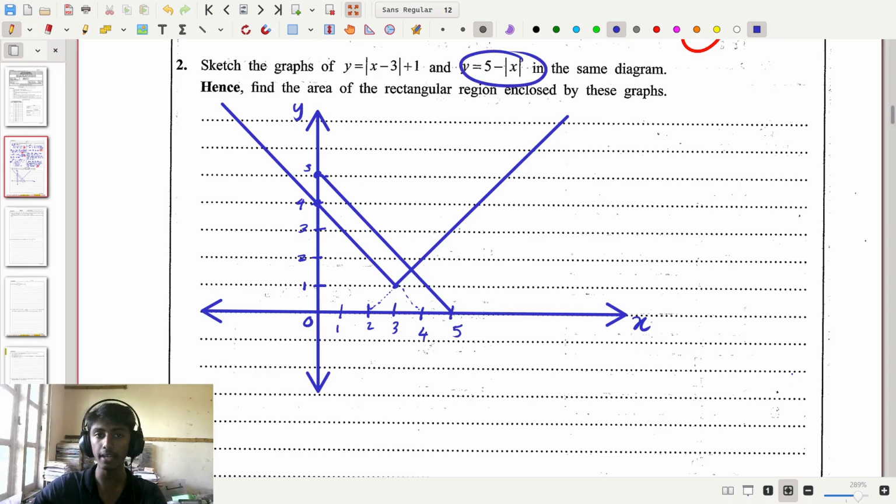Now considering the left side of x equals 0, we're going to have y equals 5 minus, and since the inside is negative, we're going to have negative x to make it positive again, and therefore we're going to have y equals 5 minus negative x, which is again plus x, and therefore the graph is going to be y equals 5 plus x. Now due to this, the graph is going to look like this, and again it's important to note, when the graph is drawn like this, the gradient of this line that we're drawing here is the same exact thing as the gradient of this line here.